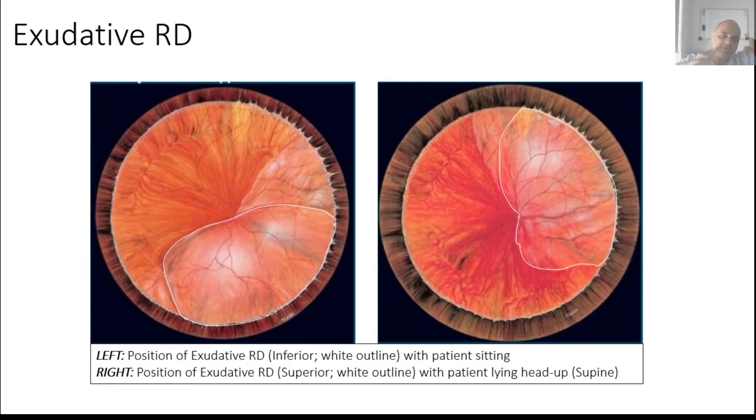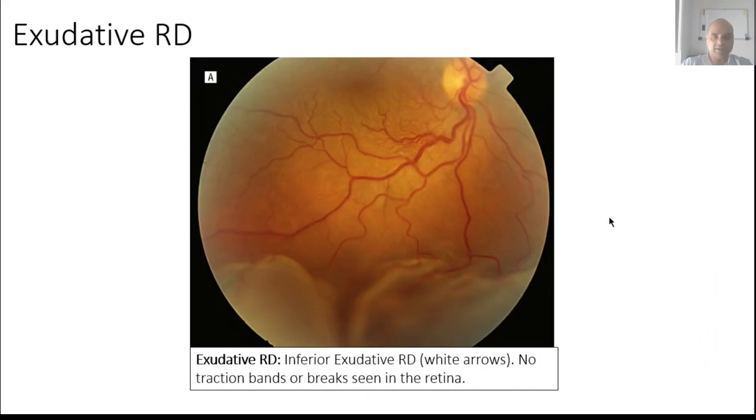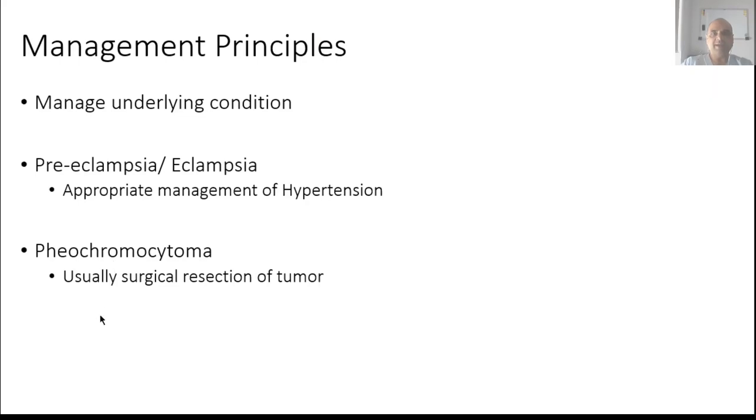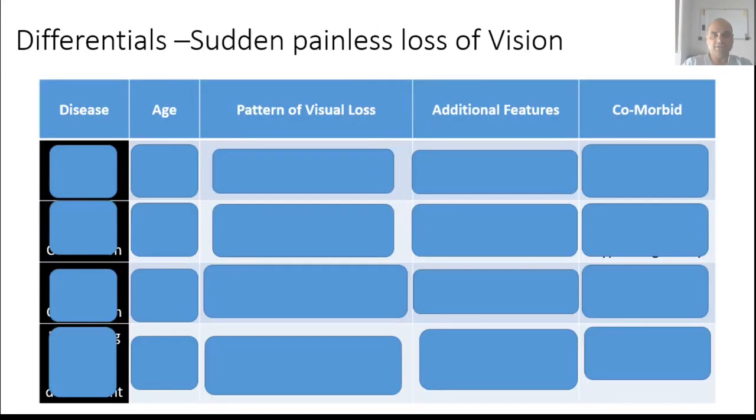So as the posture changes, the pocket of fluid moves. This is just fluid below the neural retina, and the detachment shifts, the visual symptoms shift. And this is a real picture of the retina, and these are two large areas of exudative RD. No breaks, no bands. And the management is simply managing the underlying condition which actually led to the fluid being here, and managing those conditions would remove the stimulus that is producing the fluid that is causing this type of detachment.